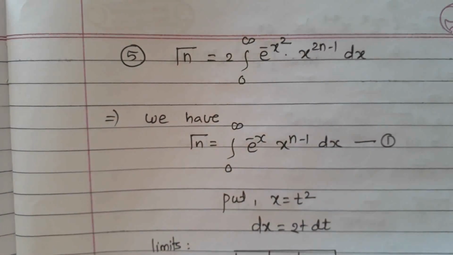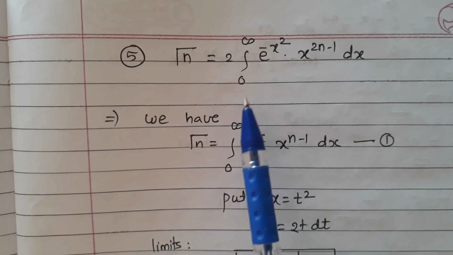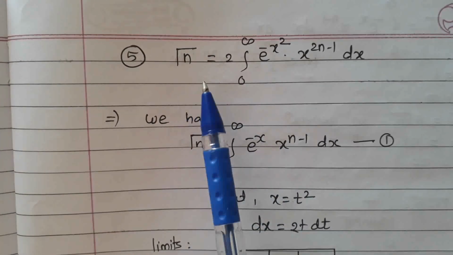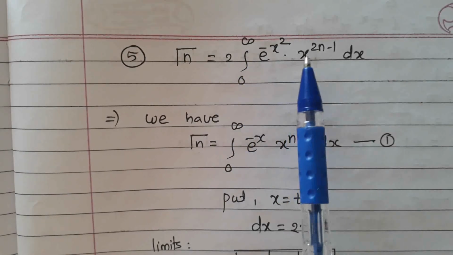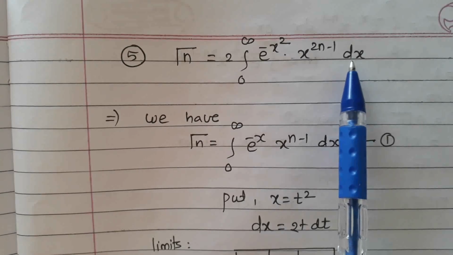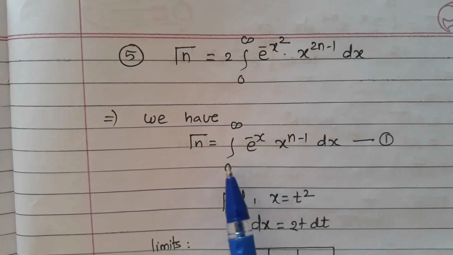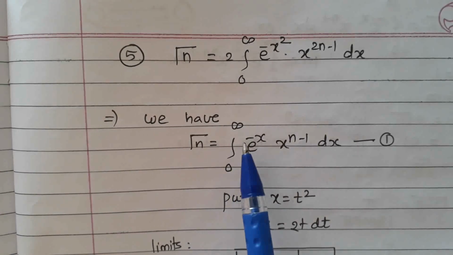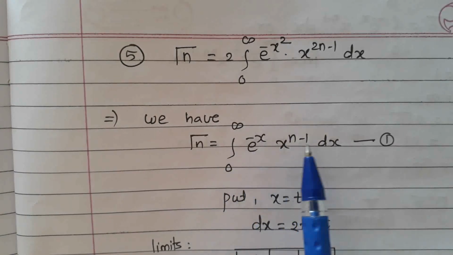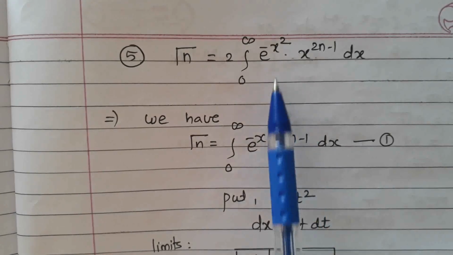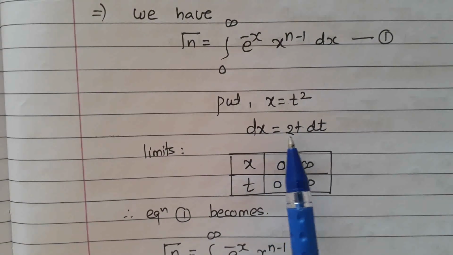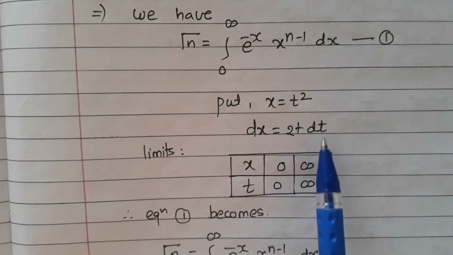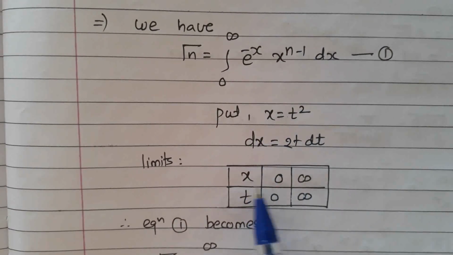Now the last property of the gamma function: you can use this as an alternative definition of the gamma function also. Gamma n is equal to 2 into the integral 0 to infinity e raised to minus x square, x raised to 2n minus 1 dx. Again use the basic definition of the gamma function. Gamma n is equal to the integral 0 to infinity e raised to minus x, x raised to n minus 1 dx. To prove this property, we have to substitute x is equal to t square here. So differentiate on both sides: dx is equal to twice t dt.